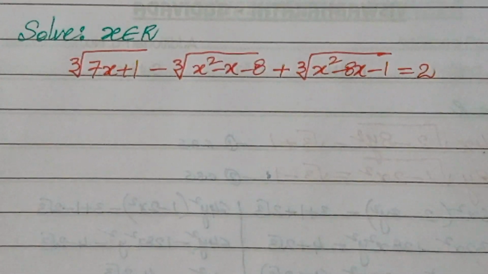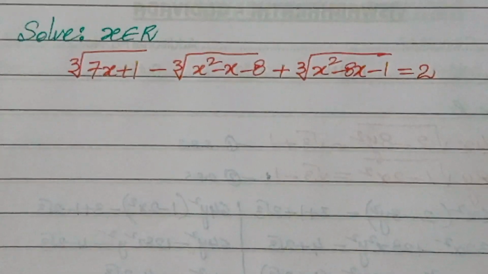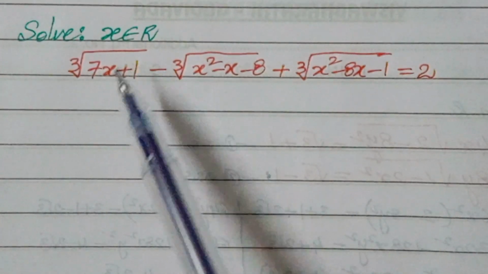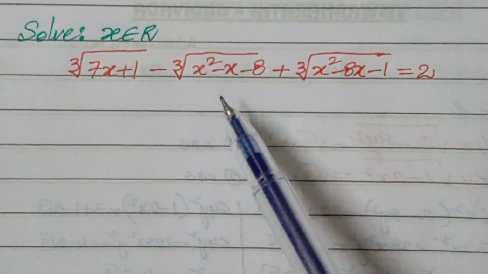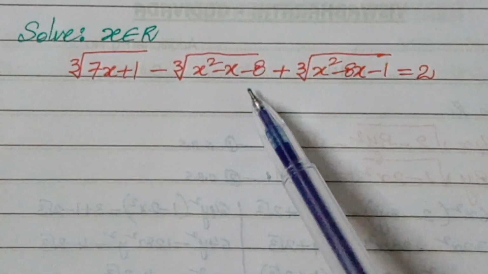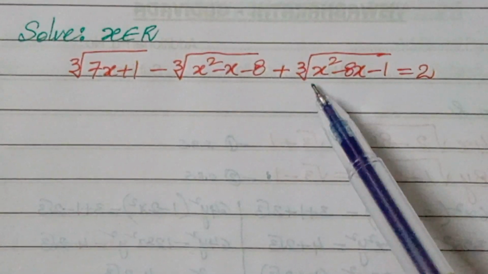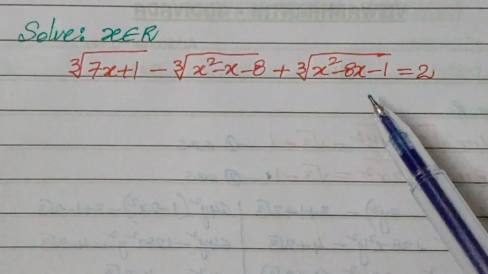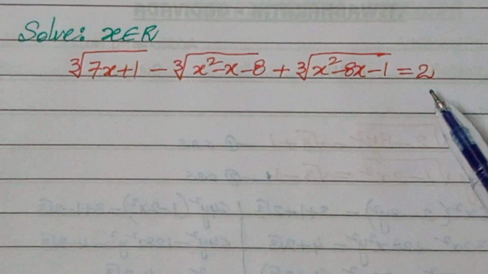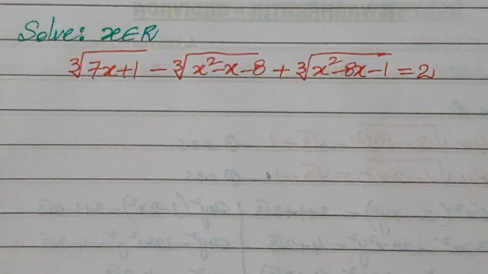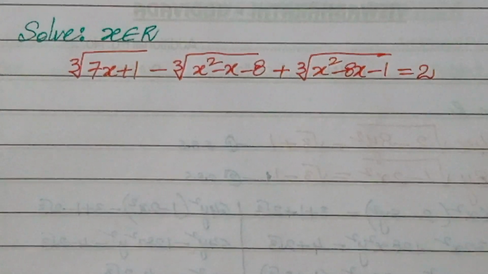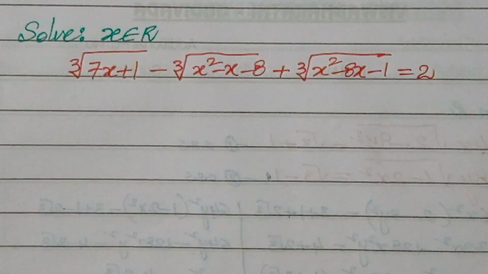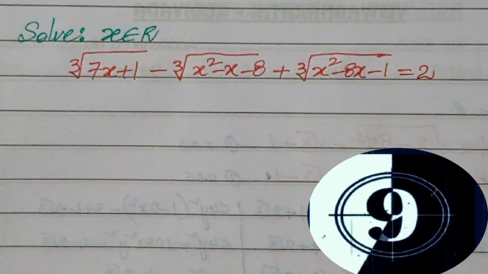Today's challenging Olympiad problem. The question is: solve for x belonging to R, cube root of (7x plus 1) minus cube root of (x square minus x minus 8) plus cube root of (x square minus 8x minus 1) is equal to 2. Some logic is there, that's why this problem is selected. Before you solve this problem, pause the video for 10 seconds and try it.